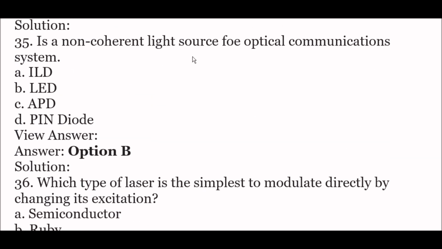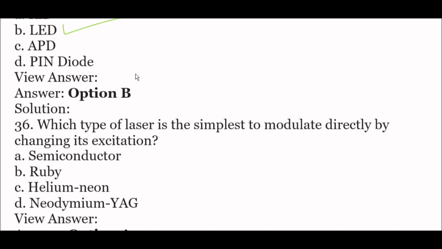Okay, next question. A non-coherent light source for optical communication systems is: option A, ILD, option B, LED, option C, APD, option D, PIN diode. Right answer is option B, LED. Okay, LED is a non-coherent light source for optical communication systems.